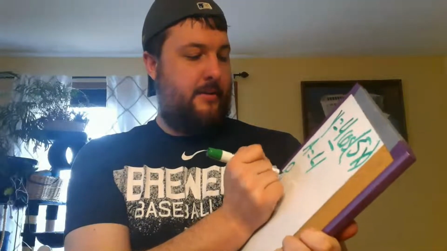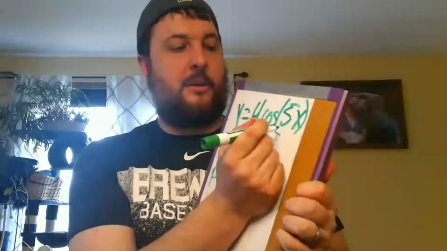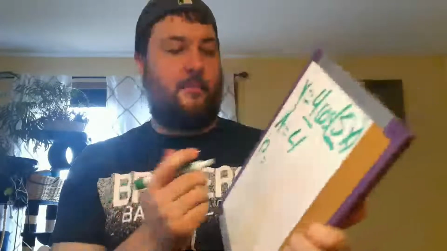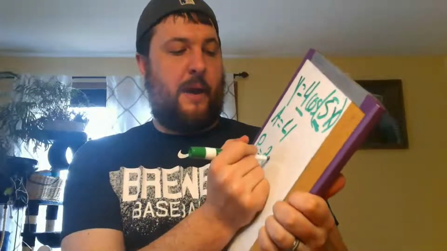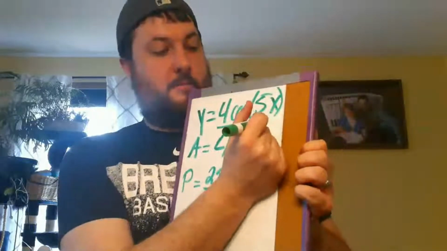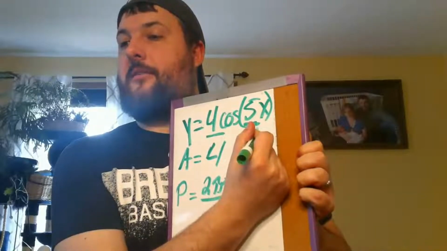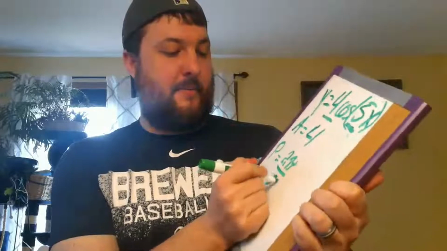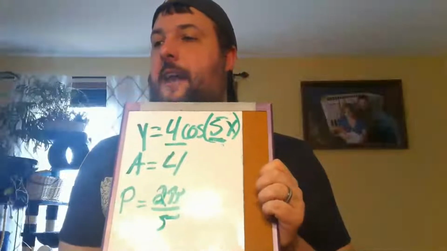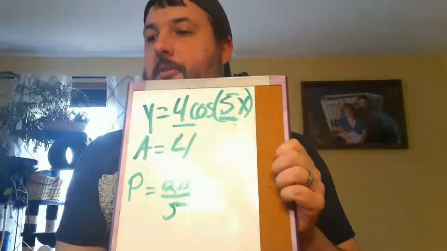Let's do the period next. This is kind of an ugly problem, but we look at the W value here, and the period is 2 pi divided by that number. So it'd be 2 pi divided by 5. You just ask yourself, can you simplify that? And you cannot. So that is the period.